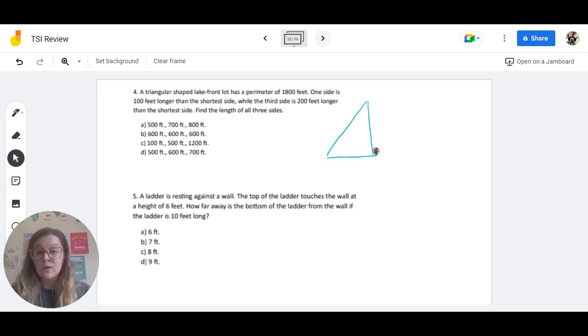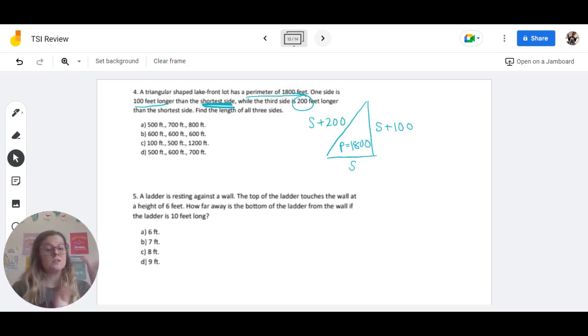And remember, perimeter is adding up all the sides. So not area. Perimeter means adding up all the sides. So I'm going to put perimeter is 1,800. One side is 100 feet longer than the shortest side. We're not really sure what the shortest side is, so I'm going to go ahead and put that as S. They tell me that one side is 100 feet longer, so I'm like, okay, well, my shortest side plus 100 feet will give me 100 feet longer. And then it said the third side is 200 feet longer than the shortest side. Well, here's my shortest side plus 200 feet is how I'm going to write that.